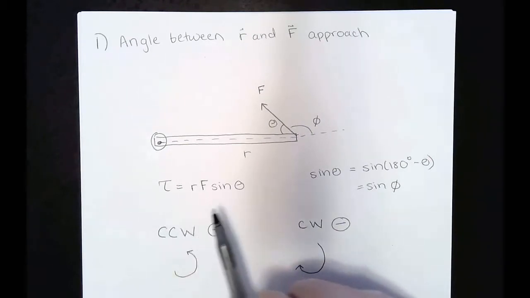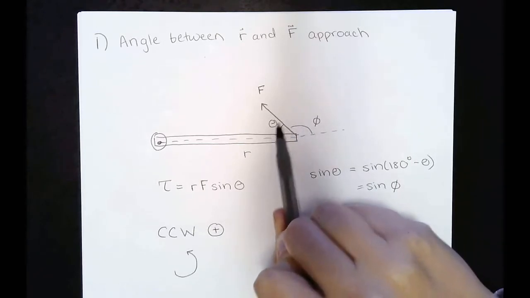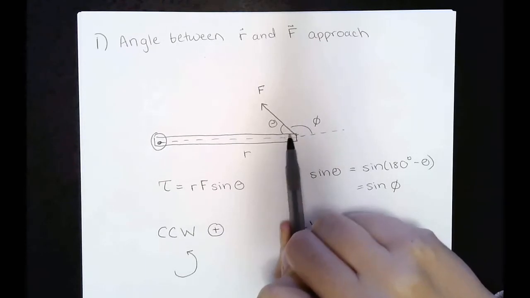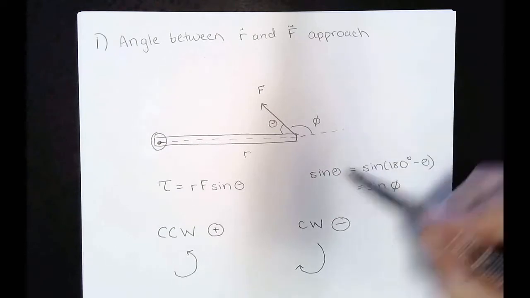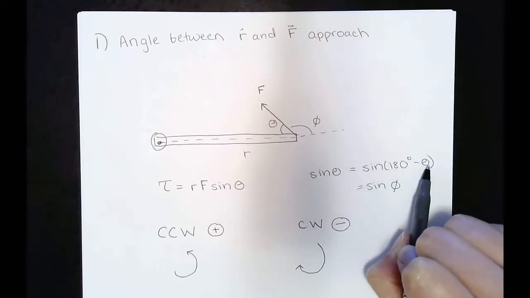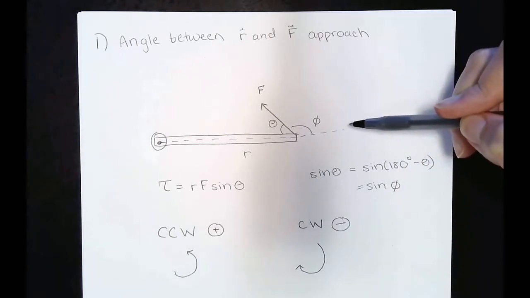And notice that we can use either angle here, theta, the acute angle between R and F, or the obtuse angle phi between R and F on the other side. And the reason is that sine of theta is equal to sine of 180 degrees minus theta, which is sine of phi. So either angle works here to calculate torque.